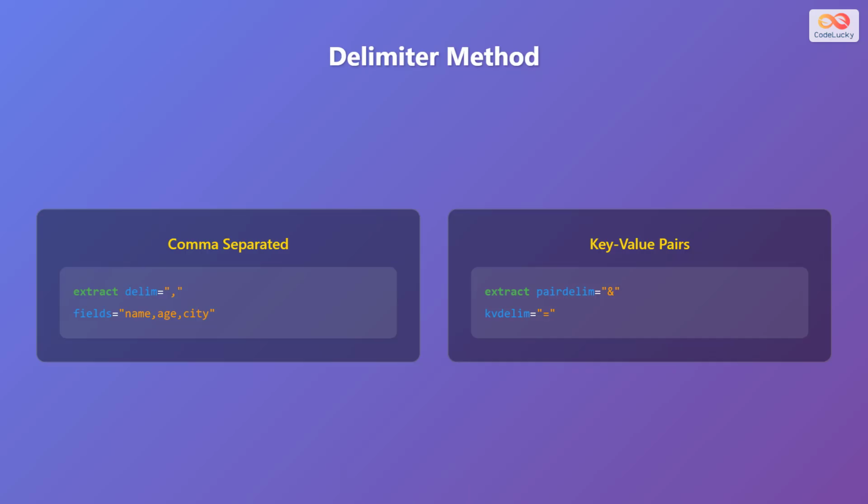For key-value pair extraction, you use pairdelim to separate different pairs and kdelim to separate keys from values. For instance, pairdelim equals "&" and kdelim equals "=" works perfectly for URL parameters. This method is particularly useful for CSV data, log formats with consistent separators, and configuration files.